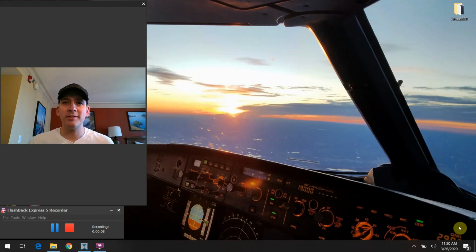The topic of today's discussion is going to be the fuel synoptic page on the status display on the A320 flight deck.